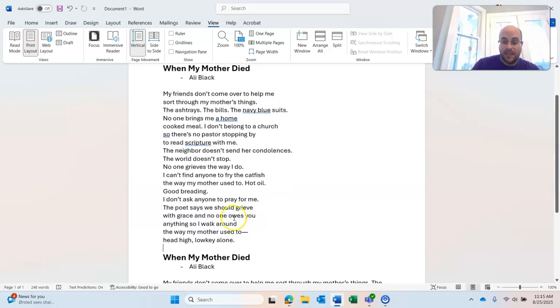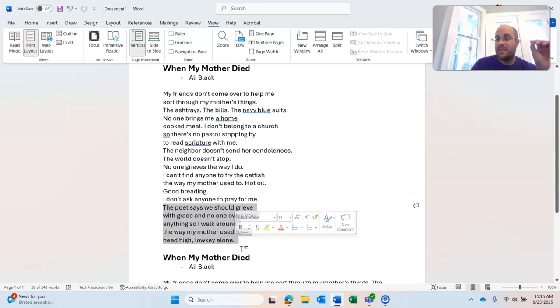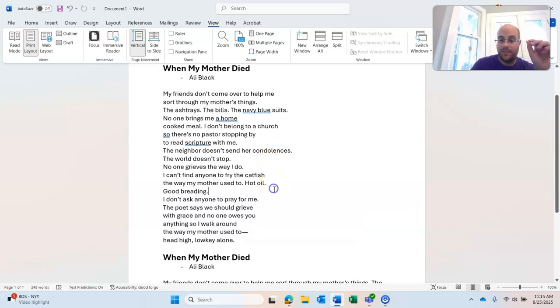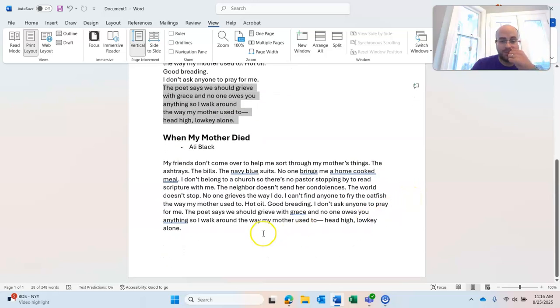And so what Allie Black did was she had this sentence, and she wanted to end the poem with that sentence. And then she said, this is my poem, this is the music I want to create with the words. Where do I want to break the lines to create a music that highlights the feelings and the thoughts that I want to end on? And we end on the word "grieve." We end on "you." We end on "around," "walk around," and "my mother used to," and then these 2 characteristics of the mother, who's now gone. Head high, low-key alone. This could have been broken anywhere. The poet says we should grieve through low-key alone.